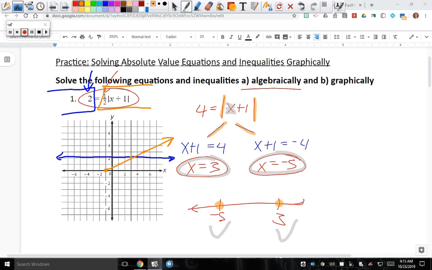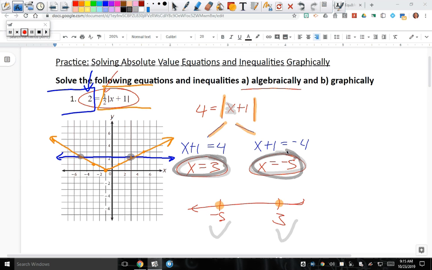And then I'm going to go up 1 to the left, 2. Up 1 to the left, 2. And it'll look something like this. So my answers should be from the graph at 3 and at -5, and that's what I got algebraically.